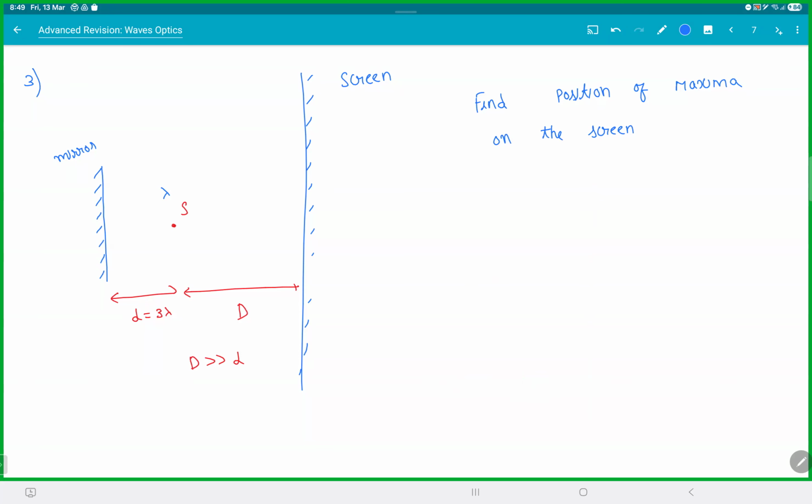If it was a mains question, they would ask you to find the number of maxima. That would be an easy question. Finding the position requires a little work. There's a small trap. Not a big one, I hope you realize, but let's see. If you goof up, that is also fine.